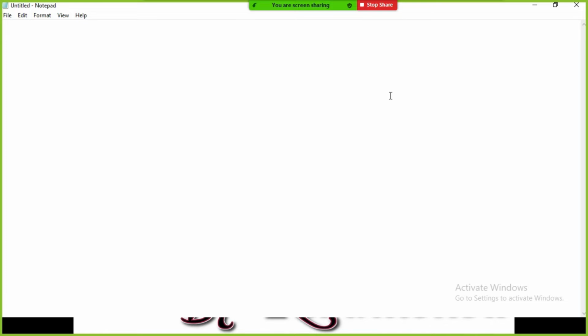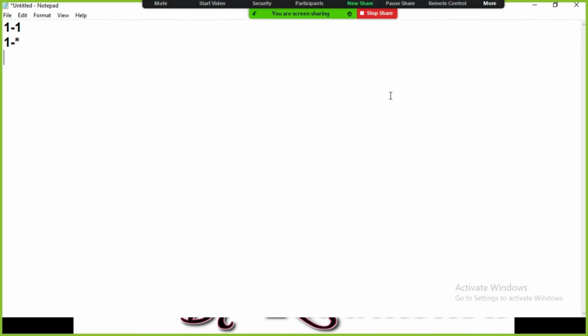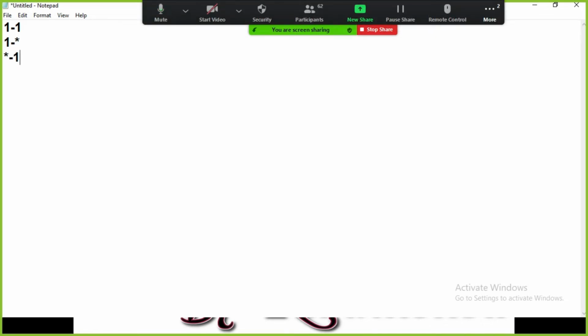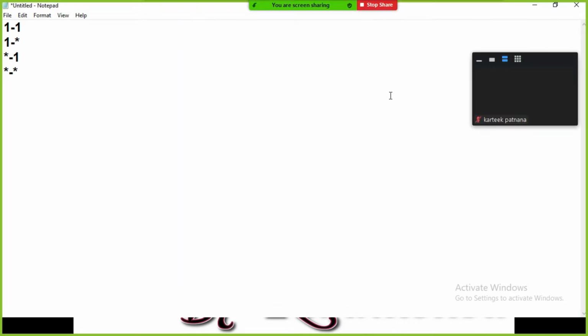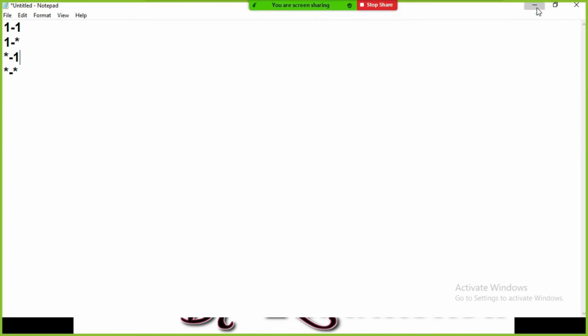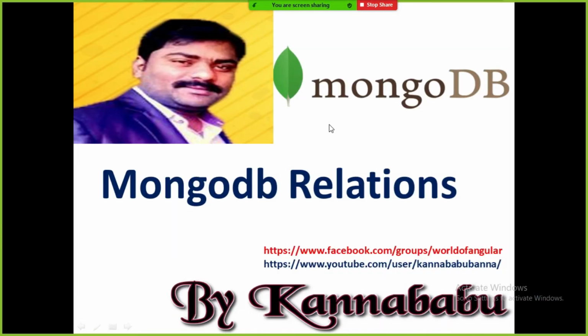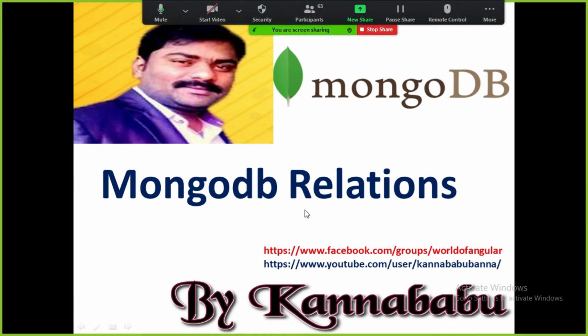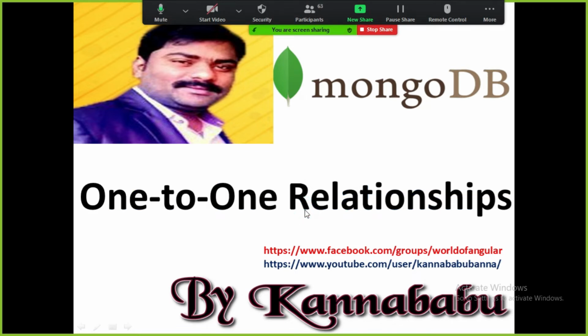Is it clear? A collection is nothing but a group of documents. We already know there are different types of relations, like one-to-one relation, one-to-many relation, many-to-one relation, and many-to-many relation. There are different types of relations that are established within the documents. Today we'll discuss the relations that are available. So let us see how to work with these relations within the documents.